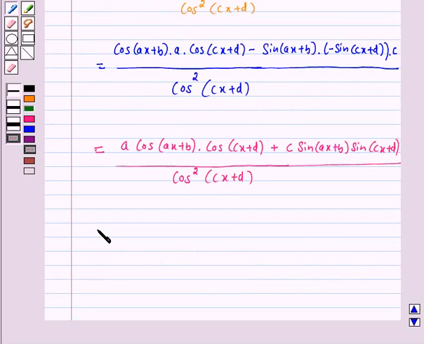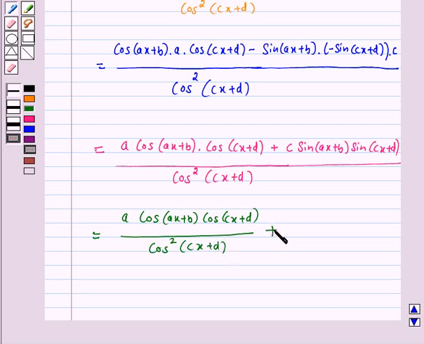So this is equal to a cos ax plus b into cos cx plus d upon cos square cx plus d plus c sine ax plus b into sine cx plus d upon cos square cx plus d.